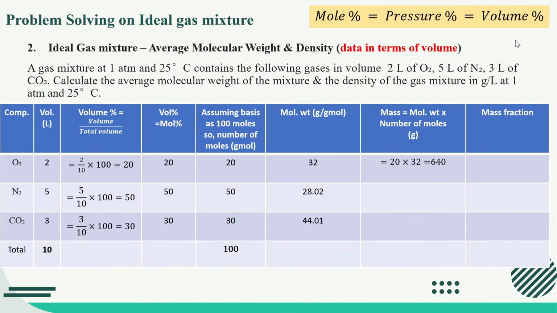So now we find the mass. Mass is equal to 32 times 20, and I got 640. Similarly, I do it for the other two components and I sum it up. As I told you, volume, moles and mass, we will add together, so we fill the bottommost row with the corresponding sum.